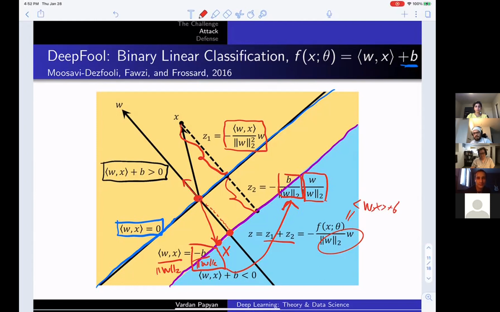Now, why am I wasting your time explaining what happens in the case of an affine function? So that will be clear in the next slide. Does anyone have any questions about this slide?